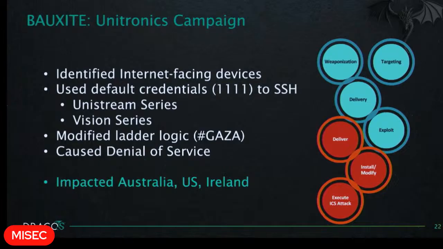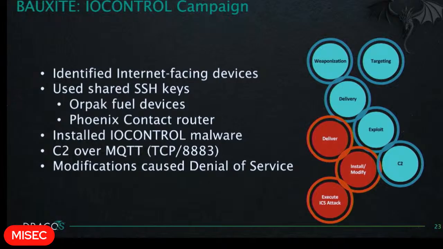In this case, they ended up hitting Unitronics, Unistream devices, and Vision series. So those are HMIs for industrial control systems, and it hit a water facility for sure. What they did was they modified the ladder logic, so that's the logic that runs on these systems, and they added the hashtag Gaza to it, which ended up causing a denial of service, and it broke the system. Most people who modify the ladder logic don't then kill it with the ladder logic. So it shows some level of not sophistication.